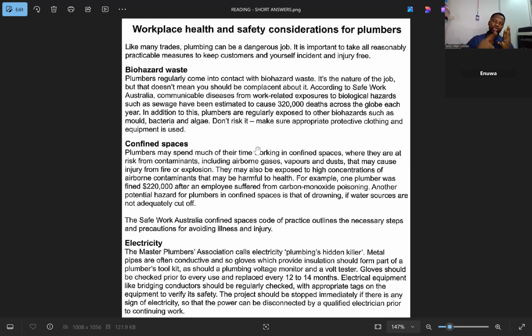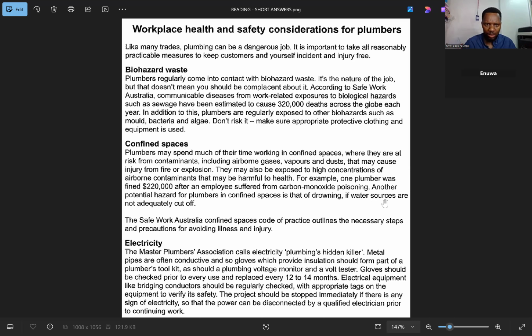answers to summary answers, sentence completion, and short answers usually come in descending order. And one interesting thing about these three topics I've mentioned is there are usually clues that would help to direct you to the particular paragraph where you should look out for your answer. So let's look at this screen that I'm sharing. Please, I believe we can see the screen.